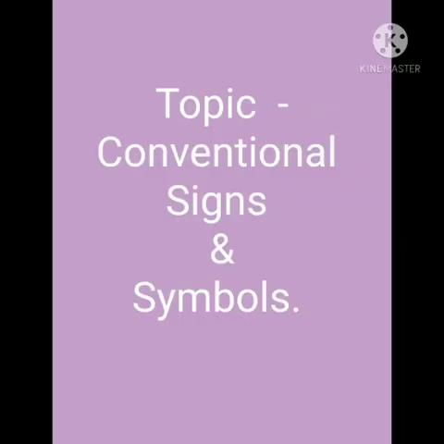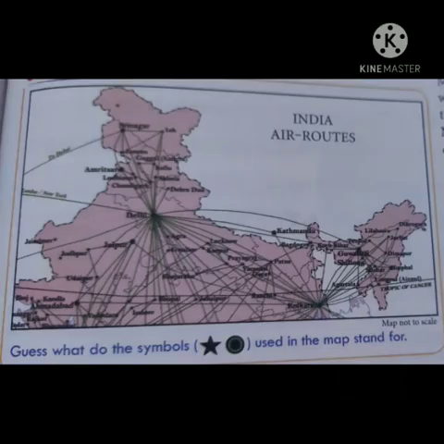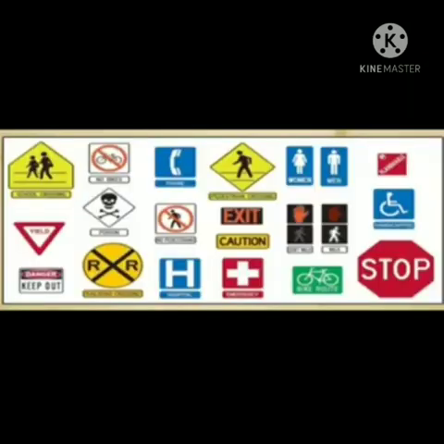Now we will talk about conventional signs and symbols. What are conventional signs and symbols? Whenever tourists visit places, they actually take help of maps. Maps use a variety of signs and symbols which any traveler from any part of the world can understand. These are called conventional signs and symbols.